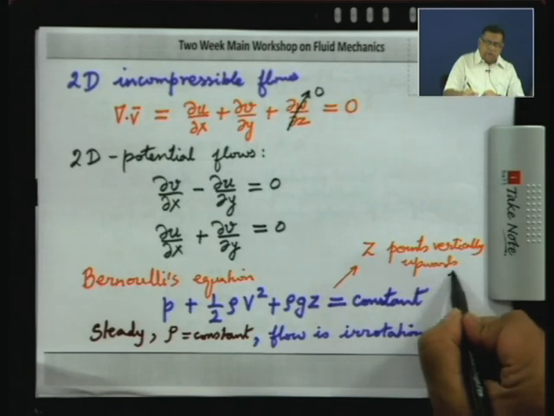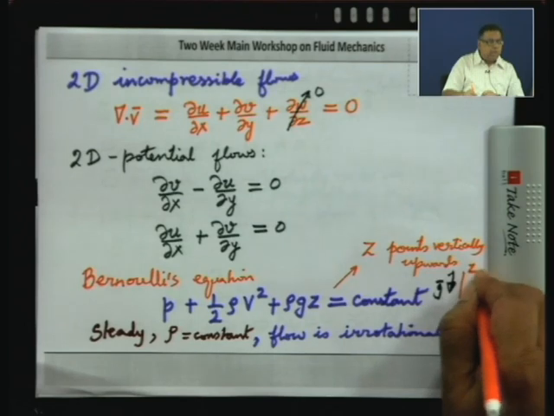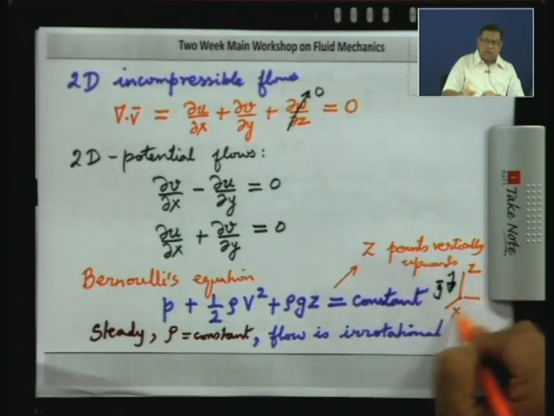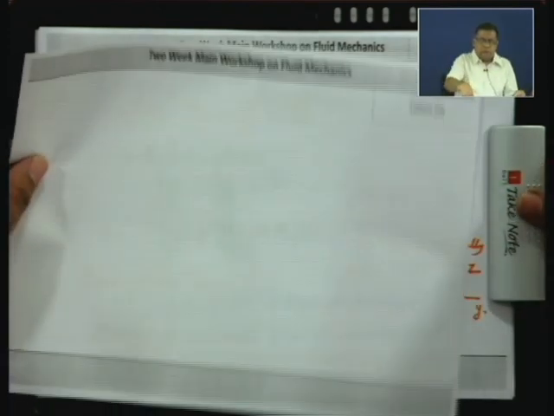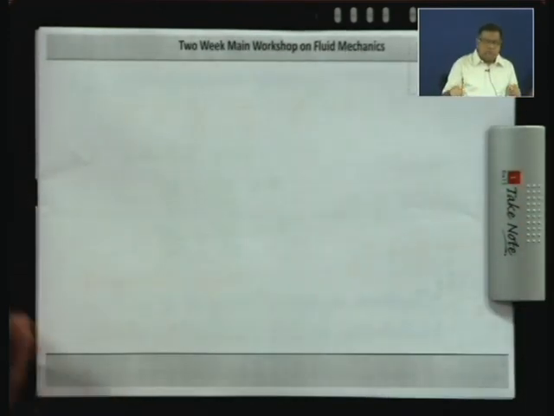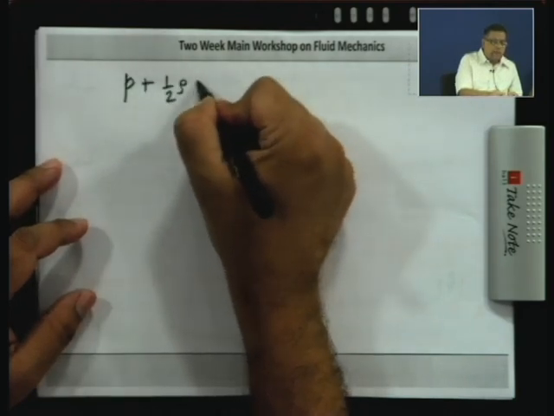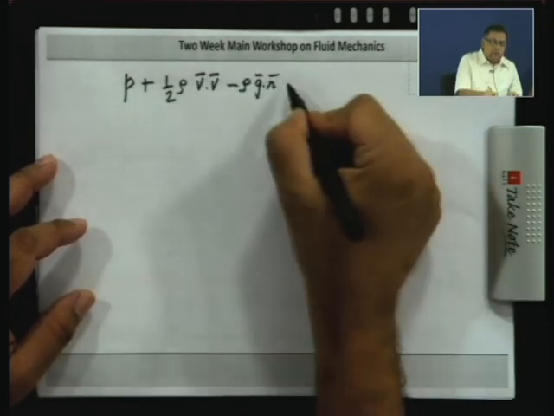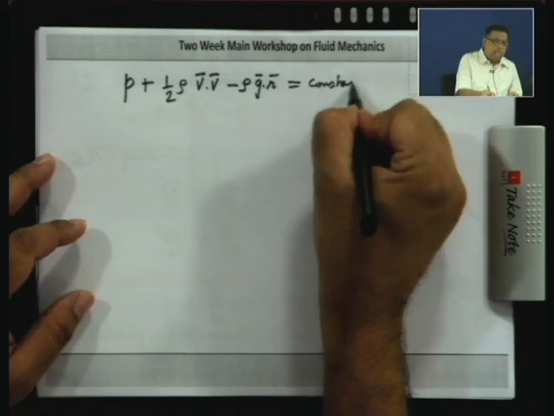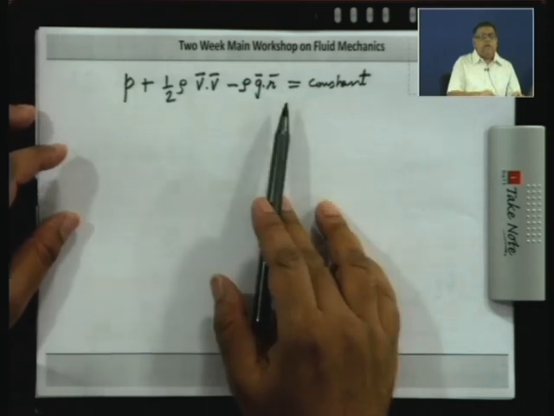So, if this is the direction of the gravity vector, then I have taken a coordinate system where the z axis is vertical and pointing upwards, and the xy plane is the horizontal plane. Now, if you want to write the same expression in any other coordinate system, you can write it as p plus half rho v dot v minus rho g dot r equal to constant. So, here the z axis need not be vertical.